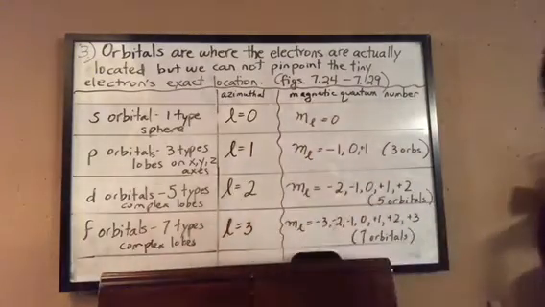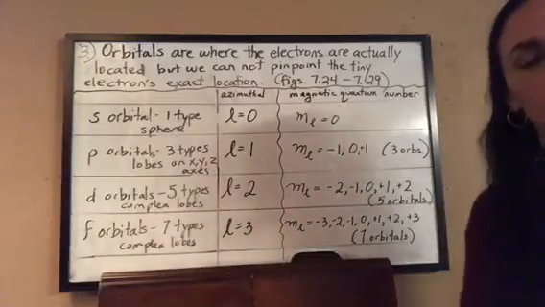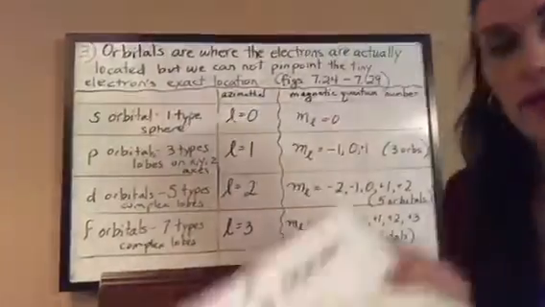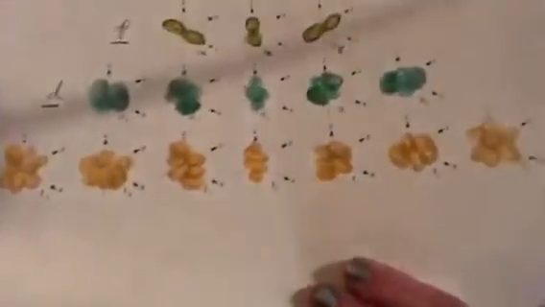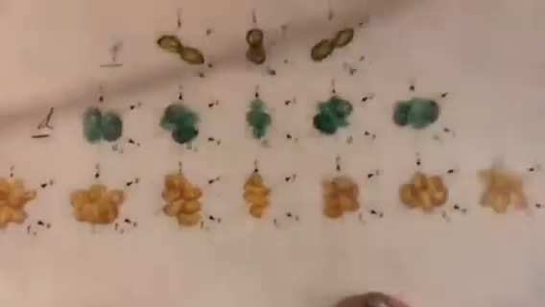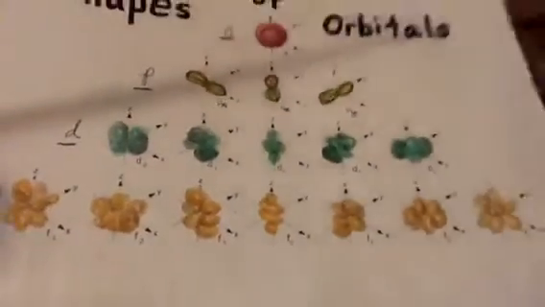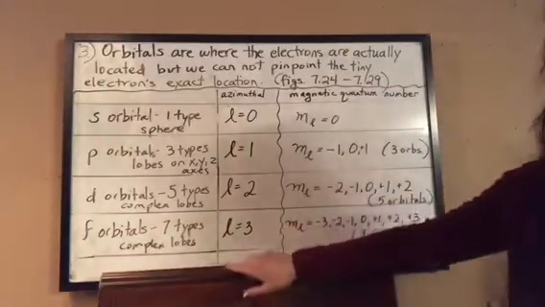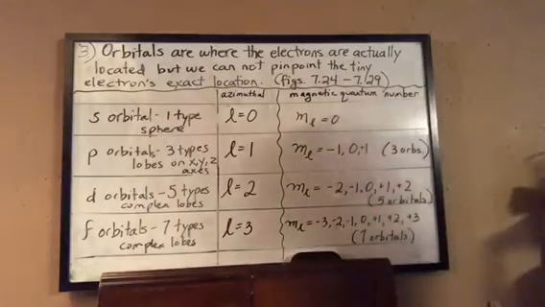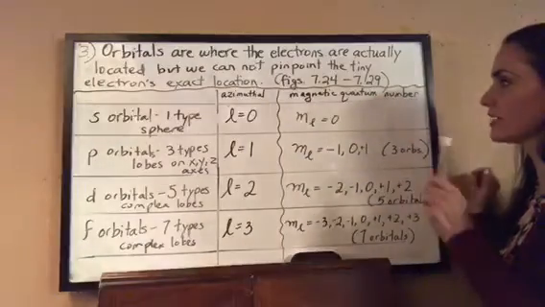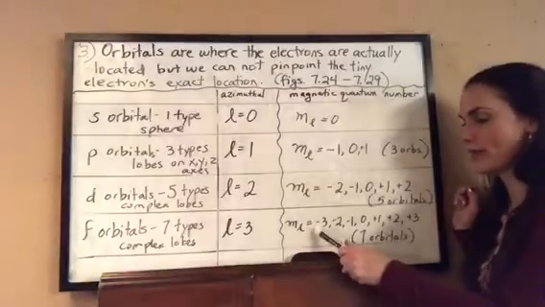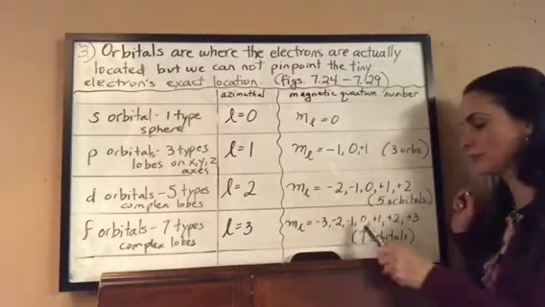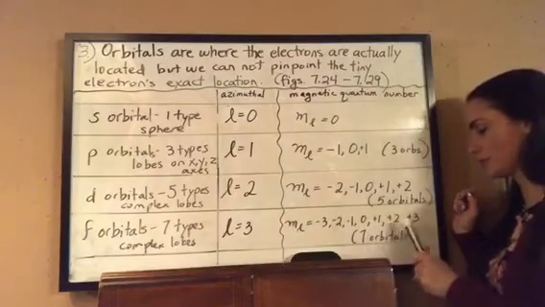The f orbitals, which are very complex, actually only apply to the lanthanides and actinides of the elements. It looks like you have a bunch of balloons there for a birthday party when you look at the f orbitals. You have complex lobes along the x, y, and z axes, and you have 7 possible shapes for the f orbitals. So the azimuthal number, secondary quantum number, L equals 3. The magnetic quantum number, you have 7 possible magnetic quantum numbers for the f orbitals because you have 7 types of f orbitals. And those 7 magnetic quantum numbers for the f orbitals are -3, -2, -1, 0, +1, +2, and +3.